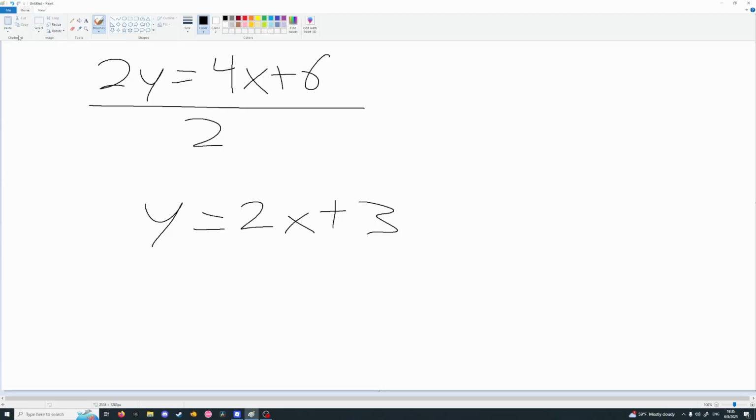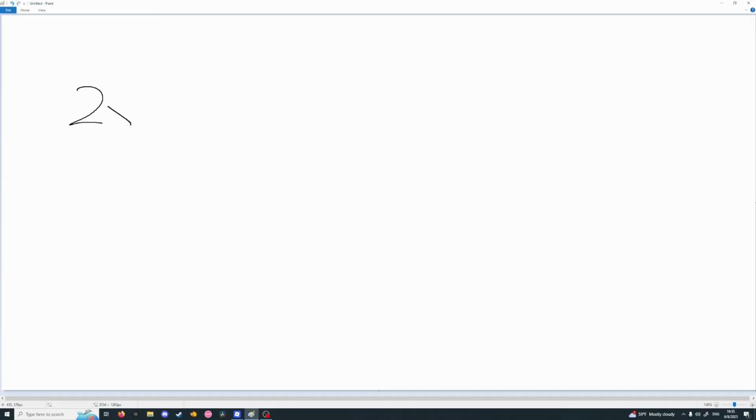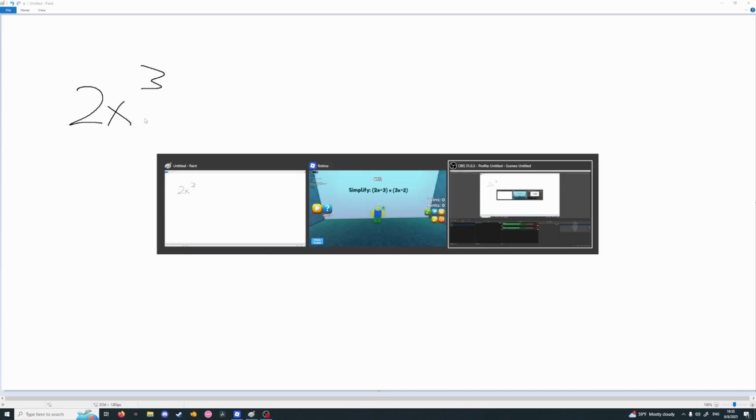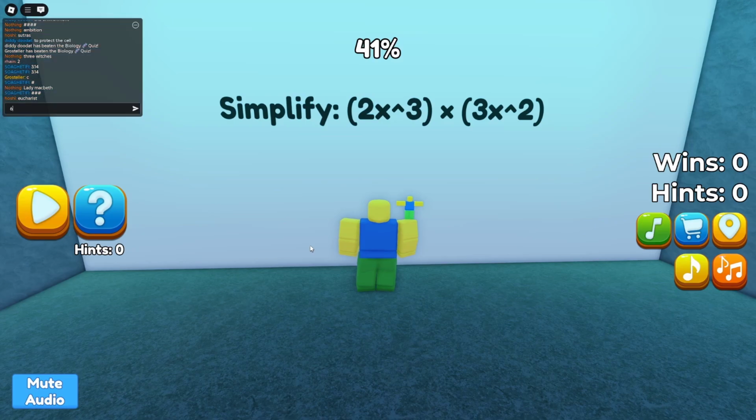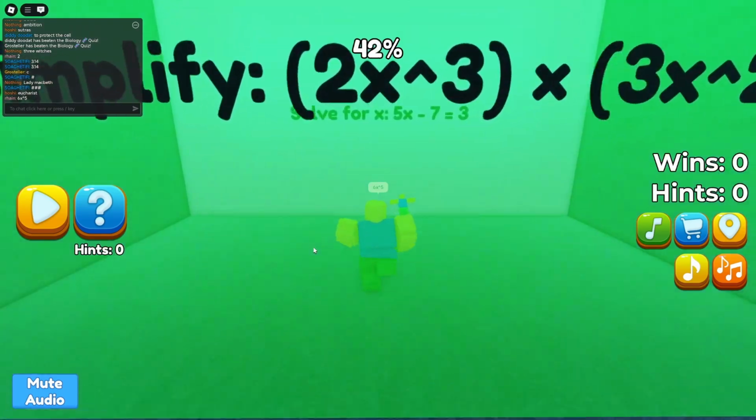Very cool. So we have 2x cubed times 3x squared. So it's just that, right? Am I crazy? I feel like there's a lot more to that. Okay, no, we're fine.